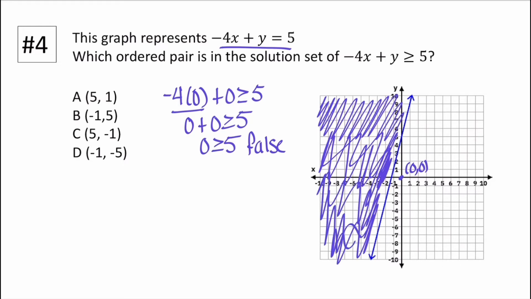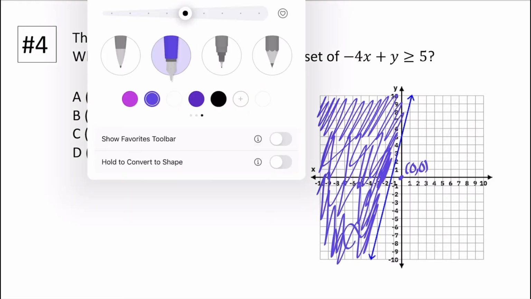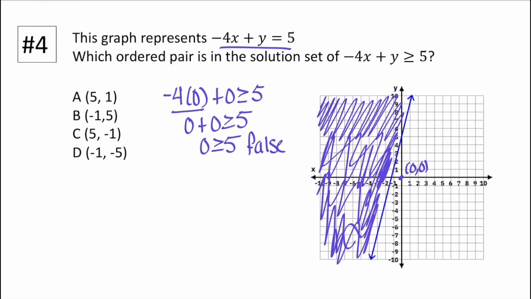Now you can go through the points listed here and figure out which one is in the shaded region. 5, 1 will be up here. That's not in the shaded region. Negative 1, 5 is up here, so that looks good. 5, negative 1 is down here, so it will not be in the shaded region. And negative 1, negative 5 is down here, so that will not be in the shaded region. So it looks like B is the correct answer.